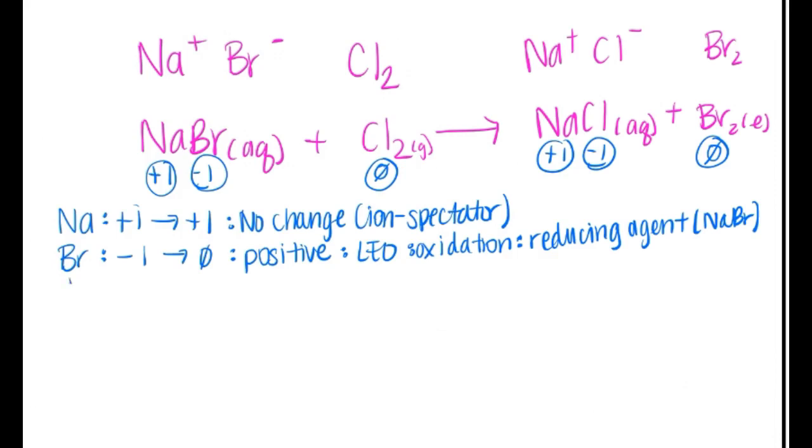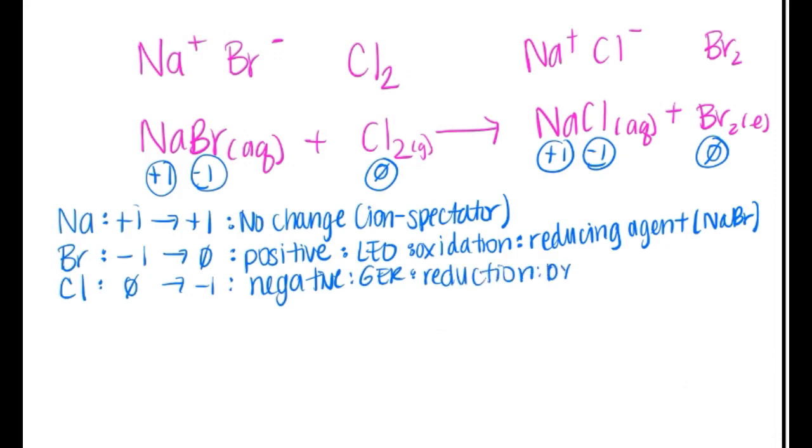So then we have chlorine. It is going from 0 to -1. That's getting more negative. So that's GER, so that's reduction. So that means that the oxidizing agent is the chlorine gas. And so now we know what's being oxidized or reduced, we can write our half reactions.